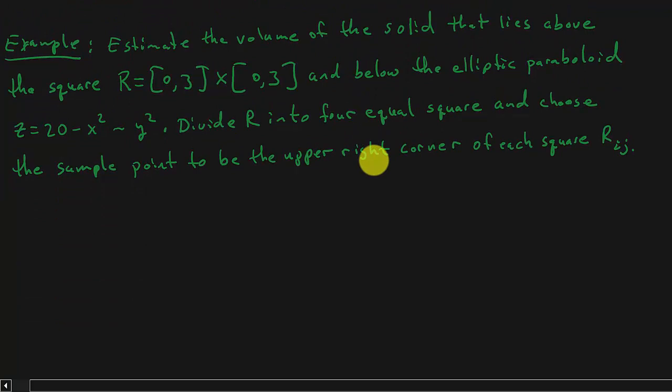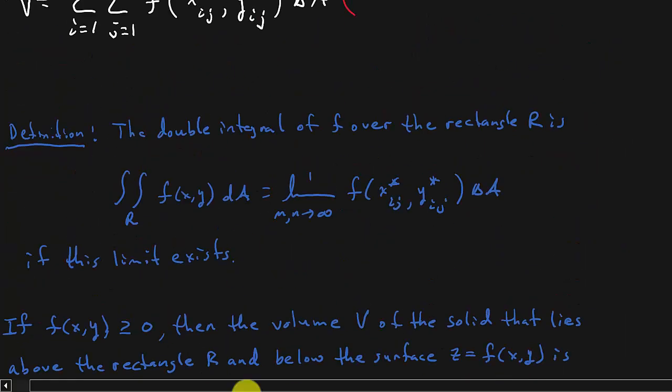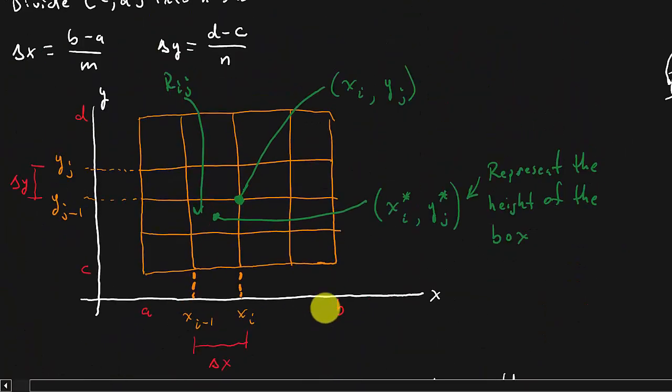It says estimate the volume of the solid that lies above the square R = [0,3] x [0,3] and below the elliptic paraboloid z = 20 - x^2 - y^2. And it says divide R into 4 equal squares and choose the sample point to be the upper right corner of each square, R sub ij. And that's what I was showing you up here.